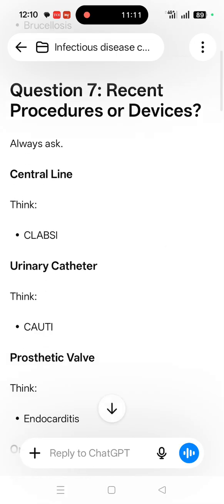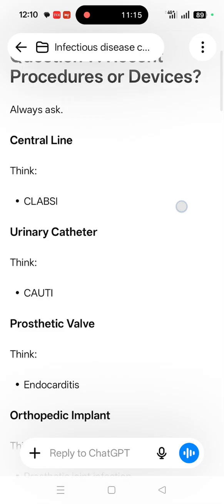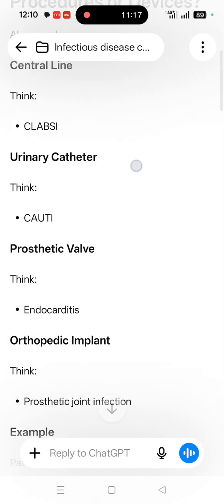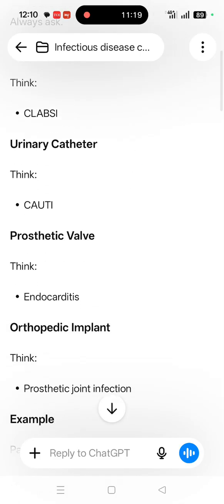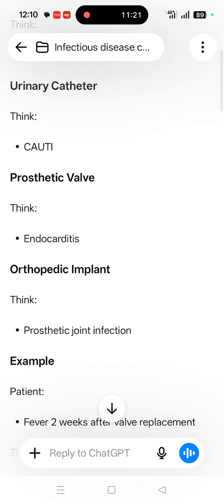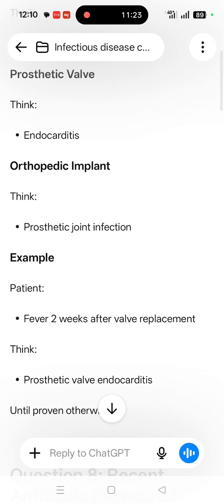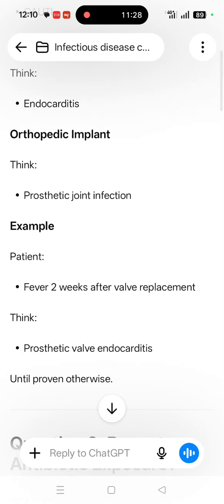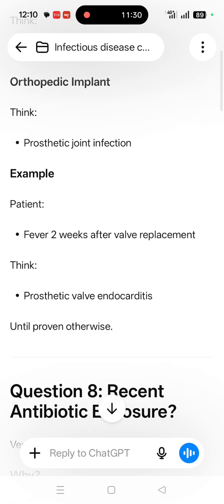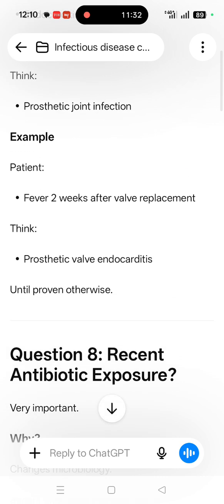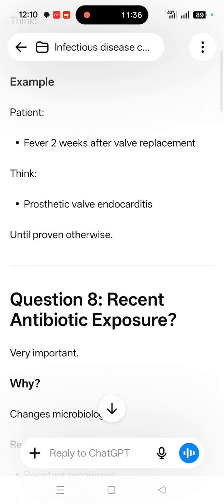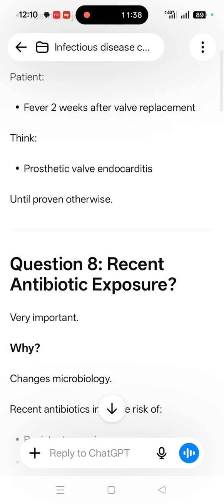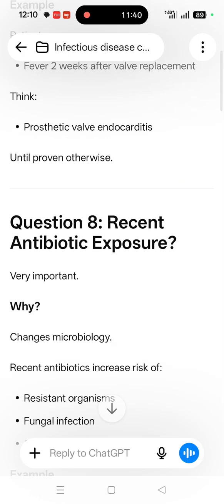Now, whether there is a recent procedure or devices, if anything happened like that. If there is a central line, you think of CLABSI. If a urinary catheter is there, you think of CAUTI. Prosthetic valve endocarditis may take place. With orthopedic implantation, prosthetic joint infection can take place. Like fever of 2 weeks after valve replacement. Then you should understand that it may be due to prosthetic valve endocarditis.